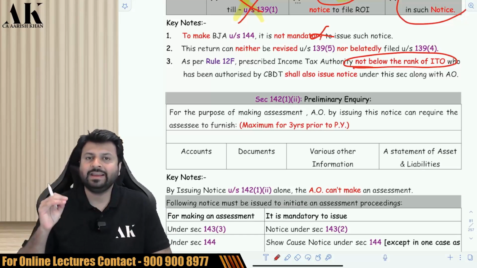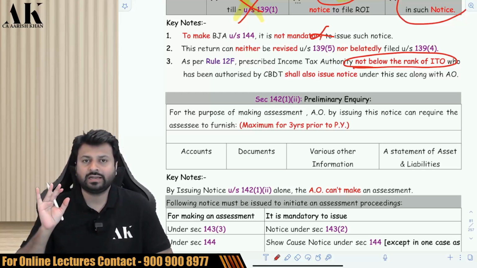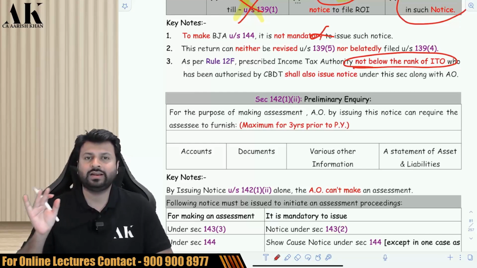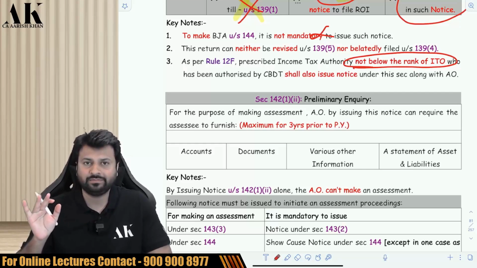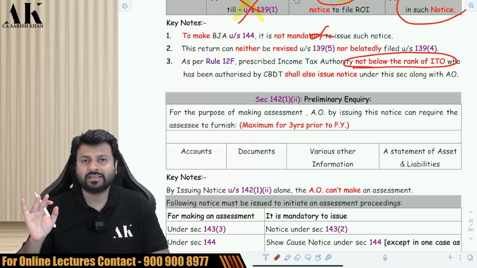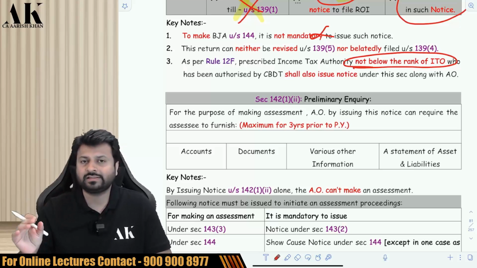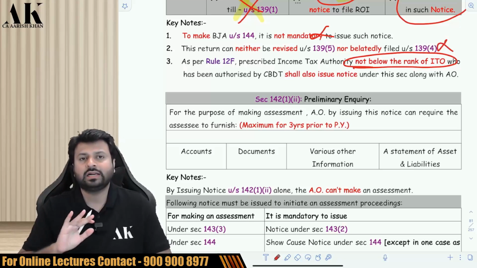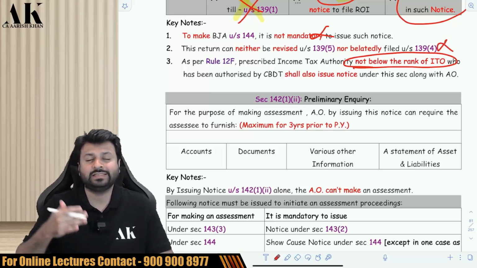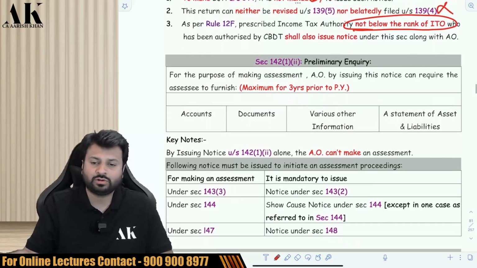Next, can I file this return late? No. If the time allowed in the notice is 15 days, you have to file on time. This return cannot be filed belatedly. Once I file this return, can I revise this return? No, once you file this return it cannot be revised also under 139(5). It is not possible to file this return belatedly. It is not possible to revise this return also.